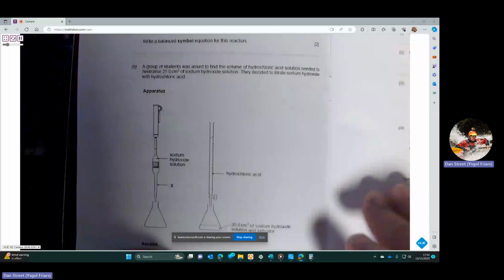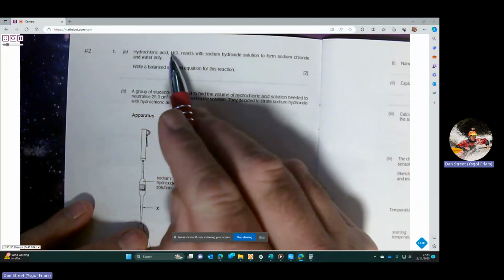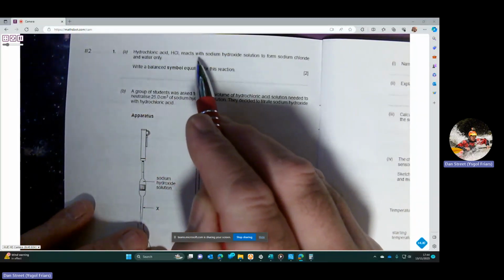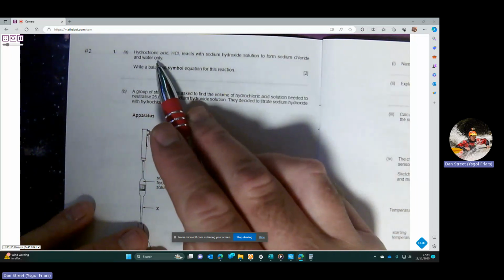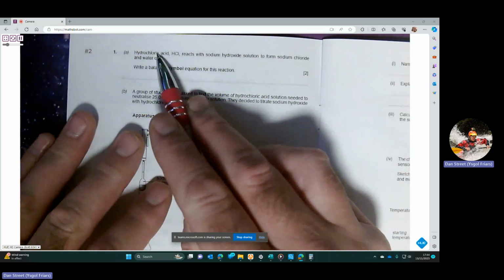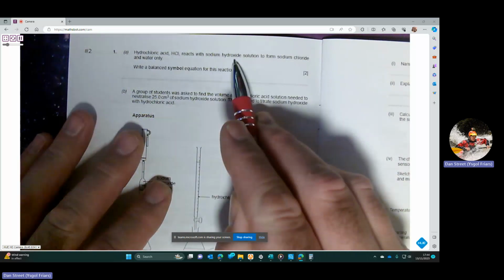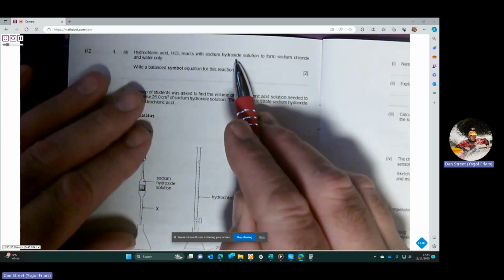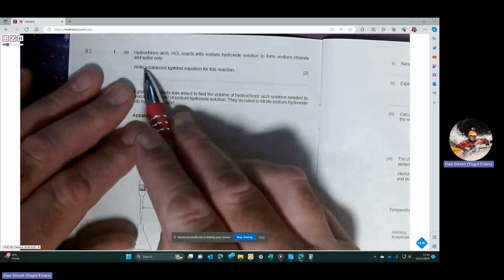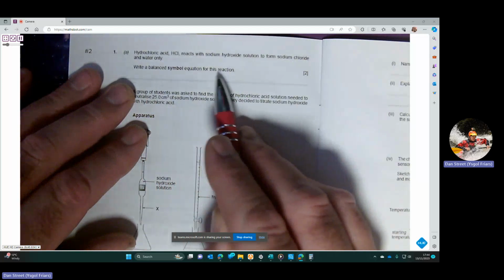Okay, so this is question 2. Hydrochloric acid, HCl, reacts with sodium hydroxide solution to form sodium chloride and water only. So you'll notice that it's the hydrochloric acid and sodium hydroxide again. It's possibly the most popular combination of acids and alkalis used in your exam. Write a balanced symbol equation for this reaction.